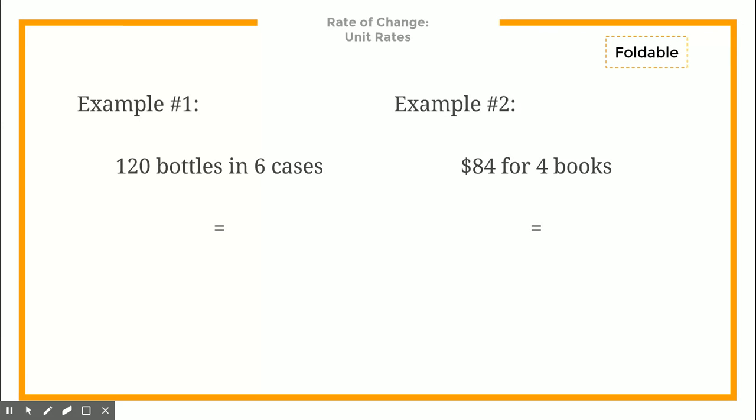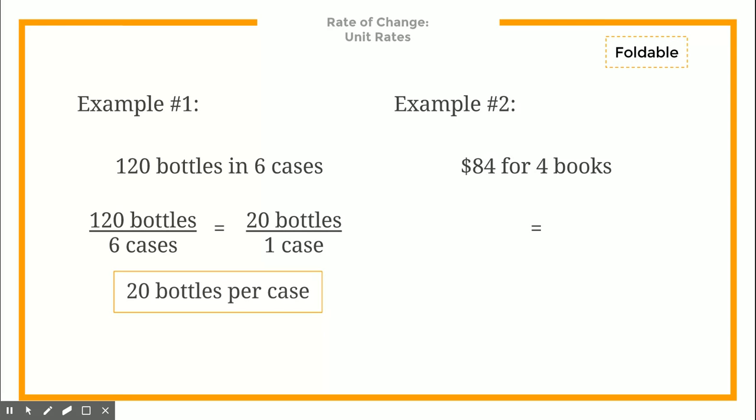All right, so example number 1, we've got 120 bottles in 6 cases. Now what we want to do is write this as a ratio and get it into a unit rate where we're comparing the bottles to 1 case. So all I do is I write this as a fraction. It's 120 bottles over 6 cases. And to get that in a unit rate, think about that. If I wanted the denominator to be 1, so I wanted just 1 case, I would divide it by 6. And whatever I do to the denominator, I also need to do to the numerator. So I'm going to reduce it by 6. And when I do that, I get 20 bottles over 1 case. So that means in each case, there are 20 bottles. And to write this as a unit rate, you would just write it as 20 bottles per case.